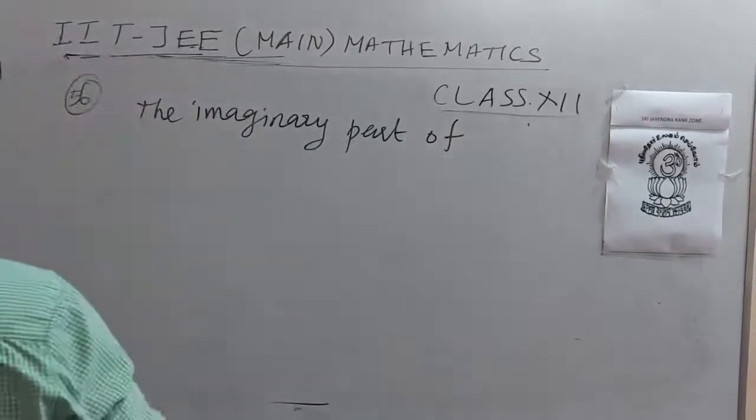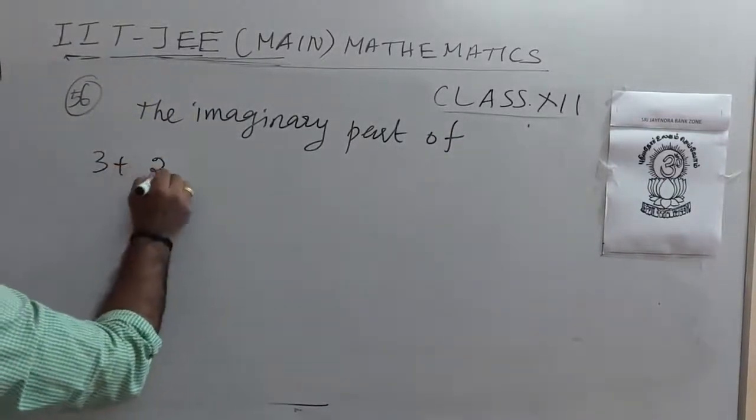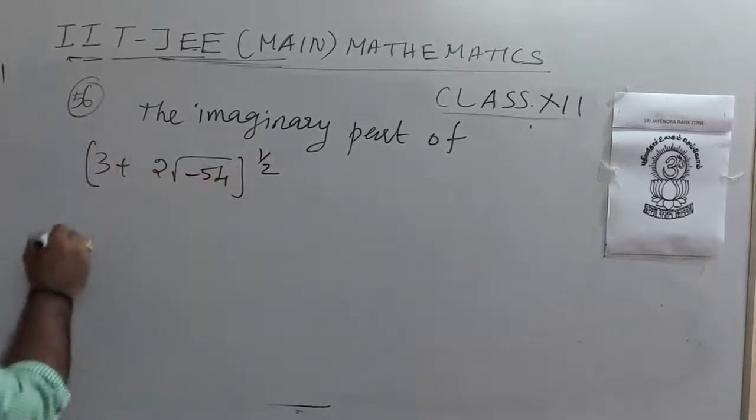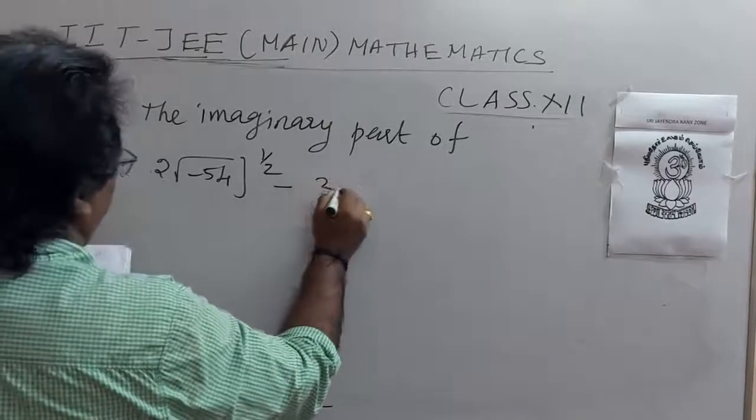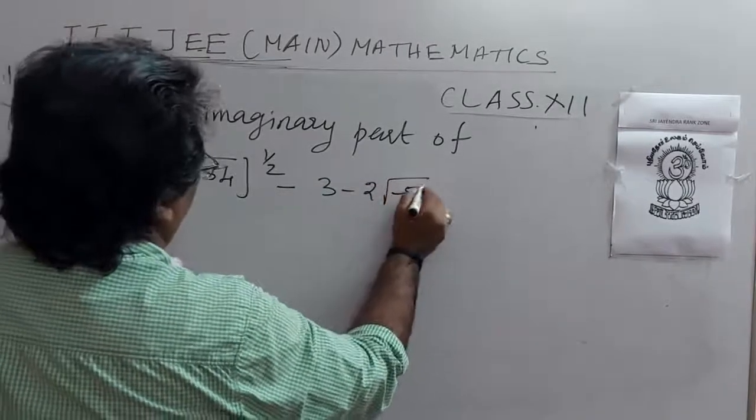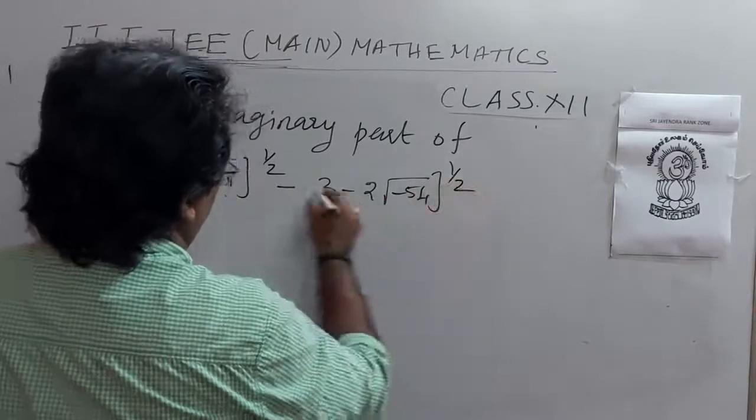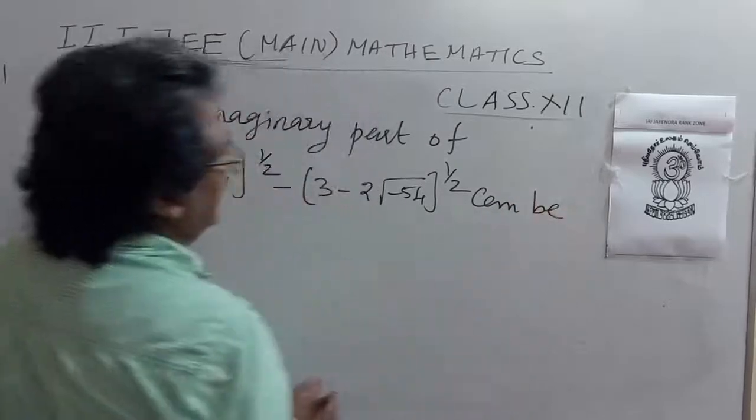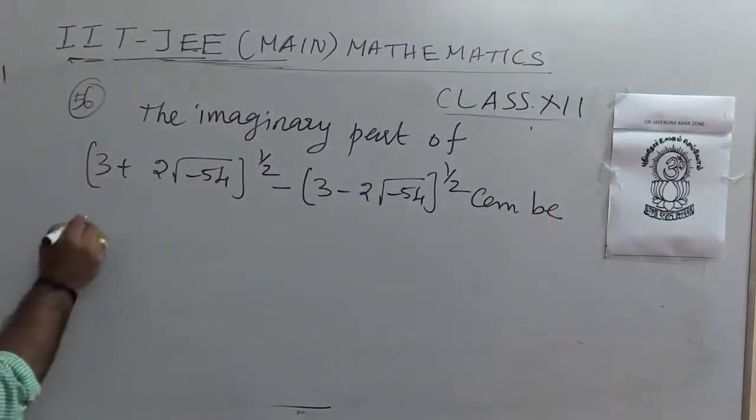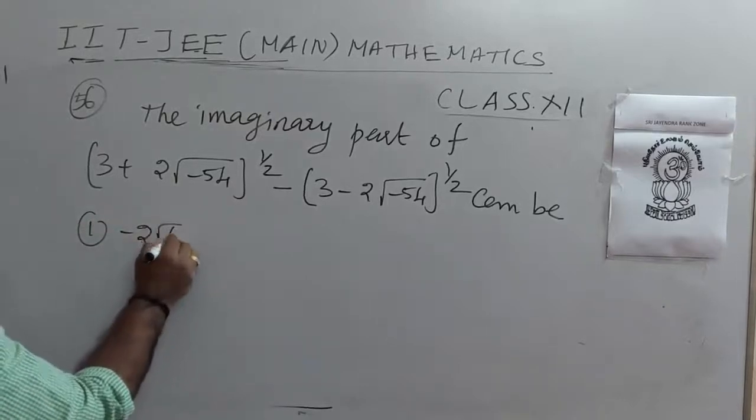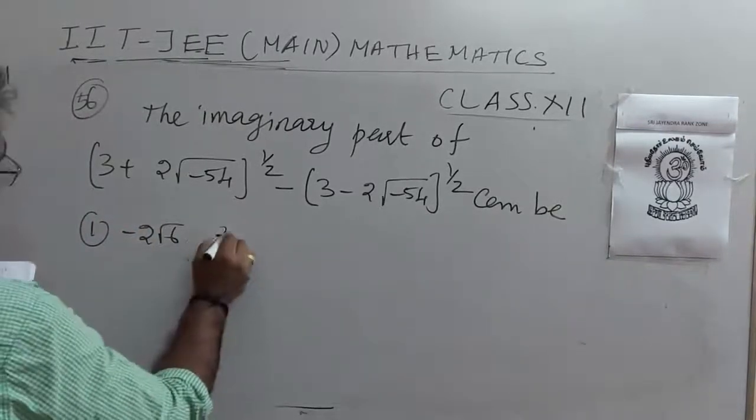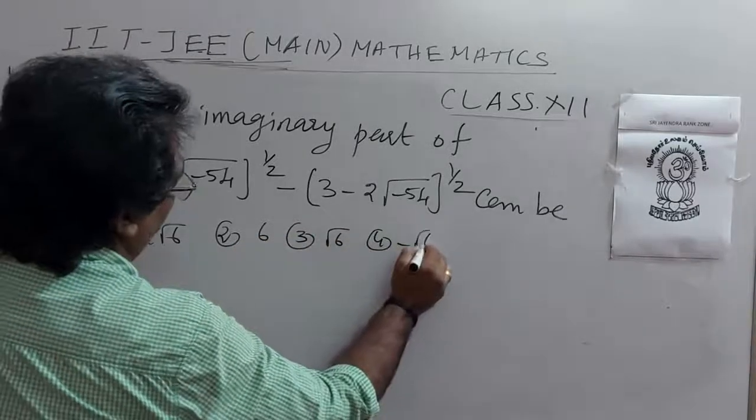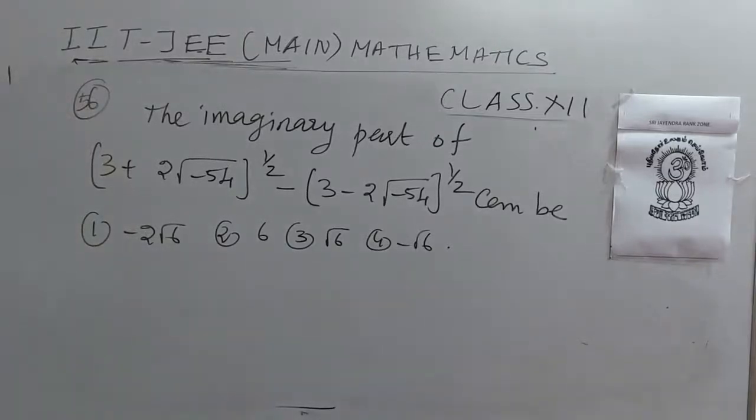The imaginary part of (3 + 2 into root of (−54)) whole power 1 by 2 minus (3 − 2 root of (−54)) whole power 1 by 2 can be: option 1, −2 root 6; option 2, 6; option 3, root 6; option 4, −root 6.